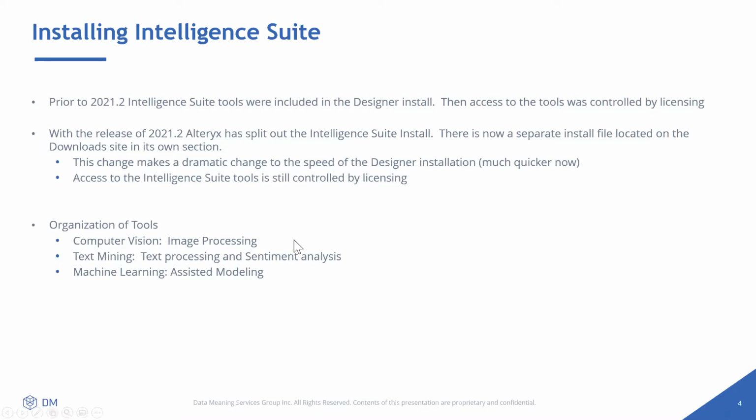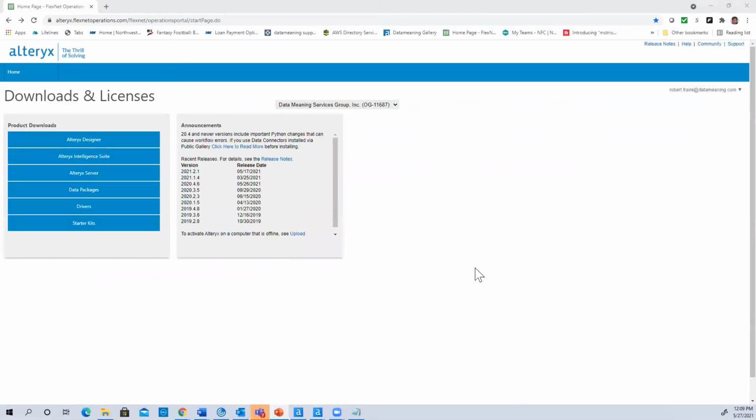All right, so at this point, just to make this clear, I'm going to hop out of the PowerPoint presentation, and I want to show you what I'm talking about with the new Intelligence Suite install file. So here I am at the downloads page of Alteryx. I signed in with my account. We're Data Meaning here, and you'll see that there's Alteryx Designer, and then there's the Alteryx Intelligence Suite install. So if you are on 2021.2 and you want to use the Intelligence Suite, you're going to need to make sure that in addition to the Designer install, you come down here into the Alteryx Intelligence Suite install file.